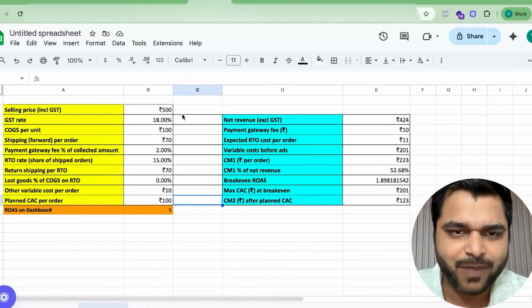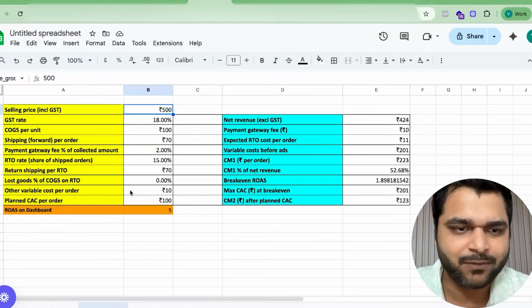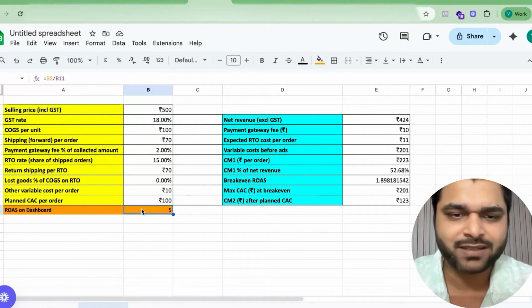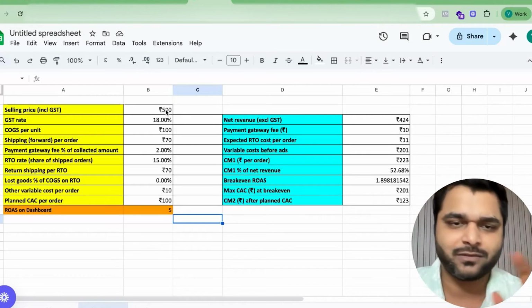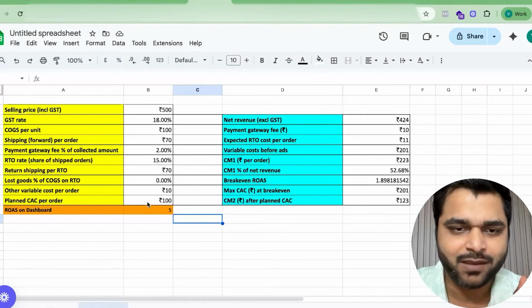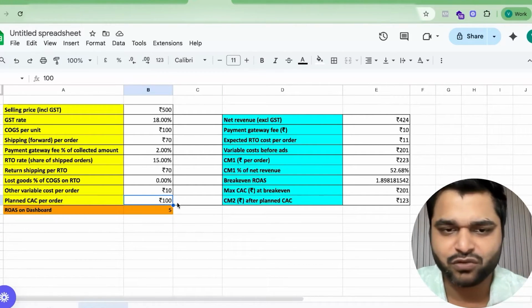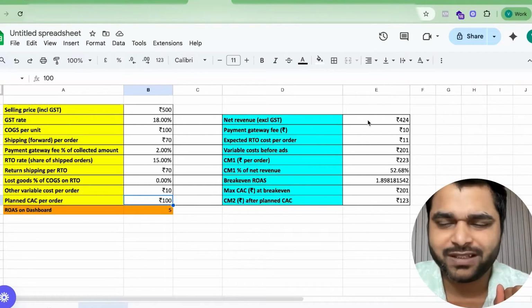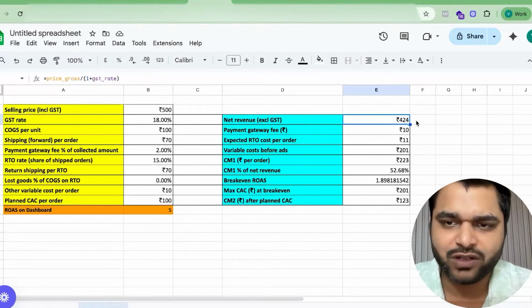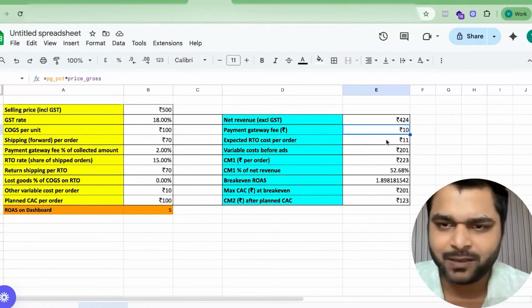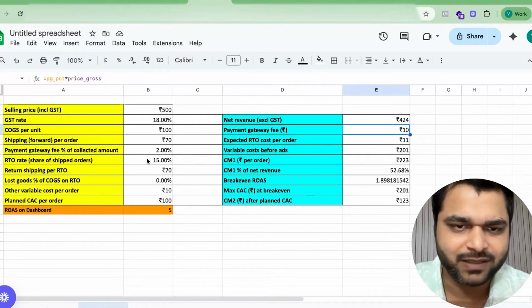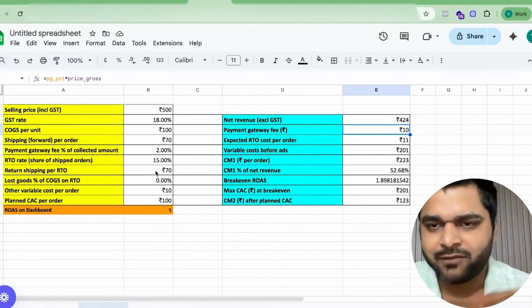Now, according to this math, if I'm selling at 500 rupees and my CAC is 100 rupees, my ROAS is 5. This is inclusive of GST, and this CAC is exclusive of GST. On the right hand side, my net revenue is 424 rupees, so basically I exclude the GST from 500. Payment gateway fees is 10 rupees, according to the 2% payment gateway. Expected RTO cost is 11, so basically 15% RTO, and 70 rupees is your reverse shipping.